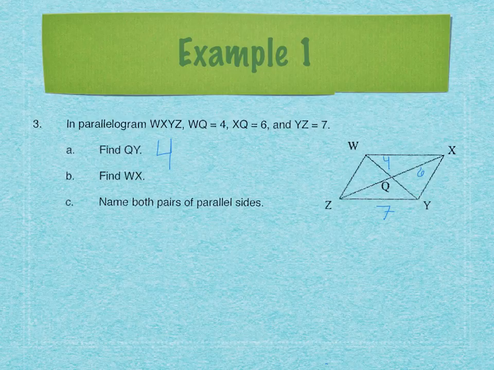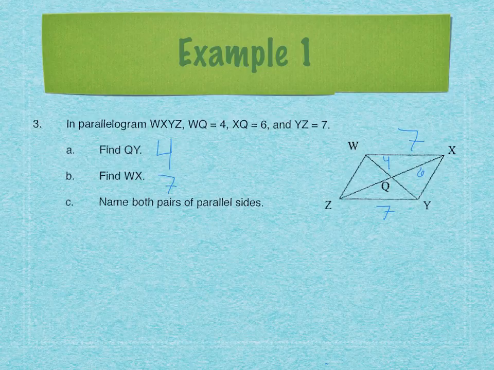What about WX? My side at the top. 7. It's going to be 7. What do I know about opposite sides in a parallelogram? They're the same. They have to be the same. So my WX is opposite of ZY, so those two have to be the same. So WX here is 7.